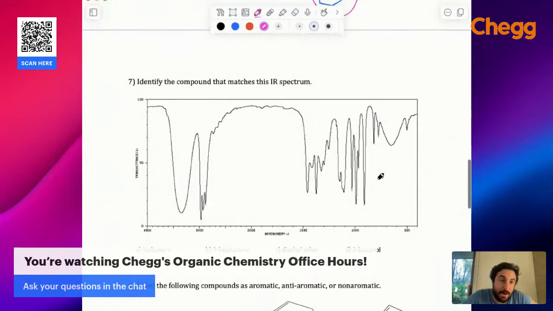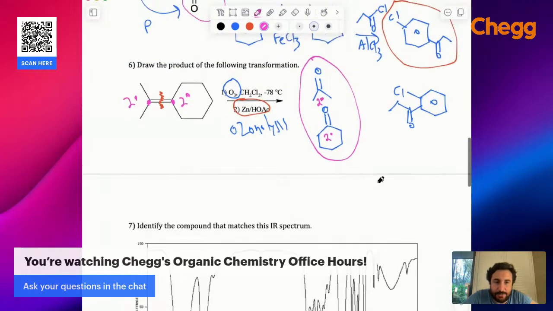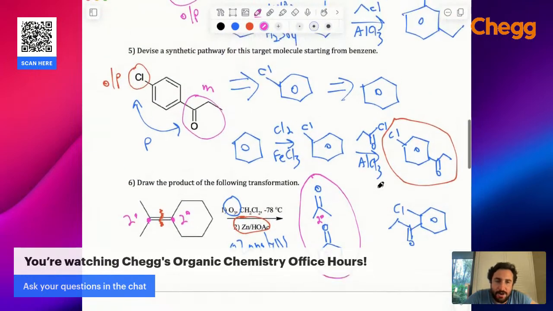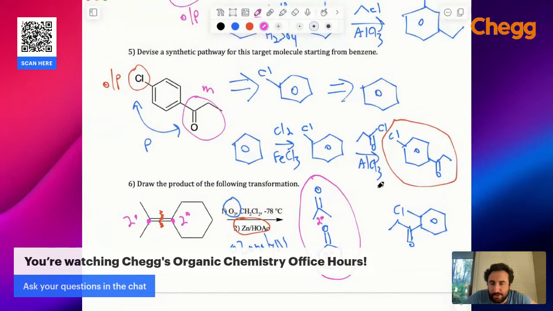I had a few more here. Oh, so next is IR. We'll start there next week. Somebody asked for IR. So IR and NMR, and then sometimes you get questions with IR and NMR together. And so that's a good thing to learn about.